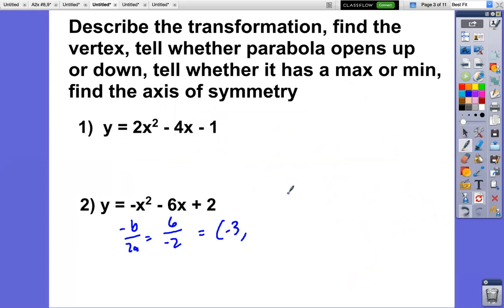So there we go. Plug it back in. This one throws a lot of people off. Negative 3 squared is 9. The opposite is negative 9. When I do that, because I got negative 9, I've got 9 plus 2, which is 11. Any questions?